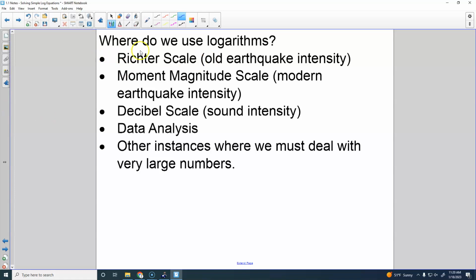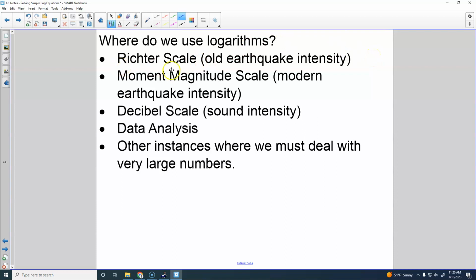So, several things that use logarithms. Lots of things are going to be on a logarithmic scale. The Richter scale, which is your earthquake intensity, is used. As I was looking this up, I found it very interesting.